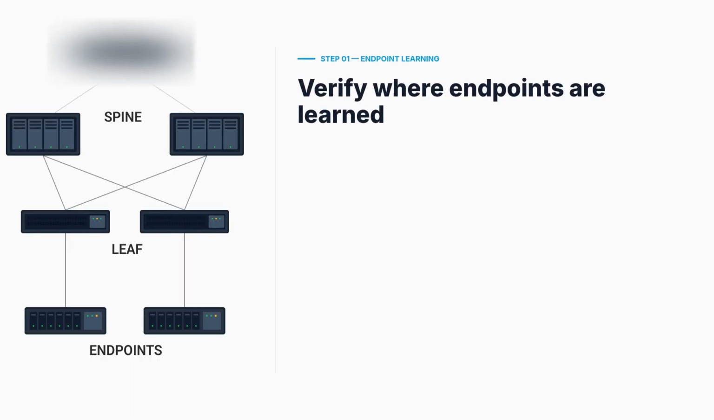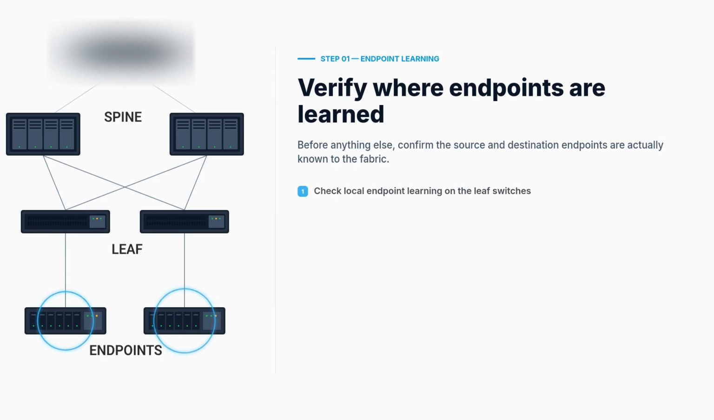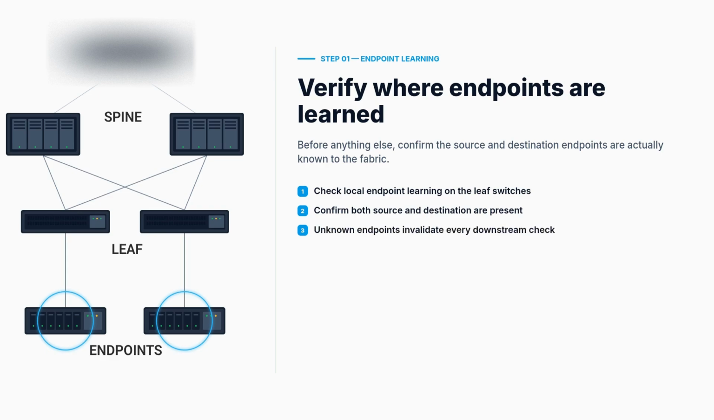First, verify where the source and destination endpoints are learned. If the fabric doesn't know where an endpoint is, every later check will mislead you. Next, confirm each endpoint is attached to the EPG you expect. An endpoint in the wrong EPG can make the traffic look like a contract problem when it's really a classification problem.